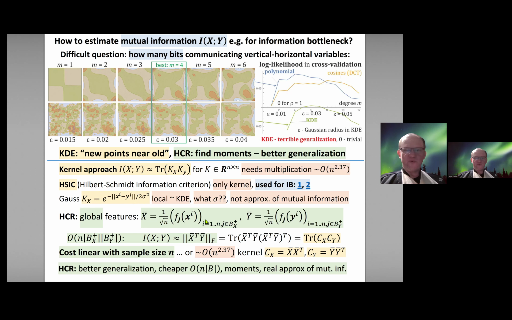So in HCR, we can calculate these matrices and then represent it very similarly to the kernel approach by defining these kernels as these products. So also n by n. We could do it, but it would increase the cost of calculation. We need to multiply these matrices, but we can avoid it by just working on the features. So it has better generalization because of being global. It's much cheaper. It can work on moments. It's a real approximation of mutual information. It also provides description, as I will show in a moment. So not only how strong are dependencies, but how do they look like?